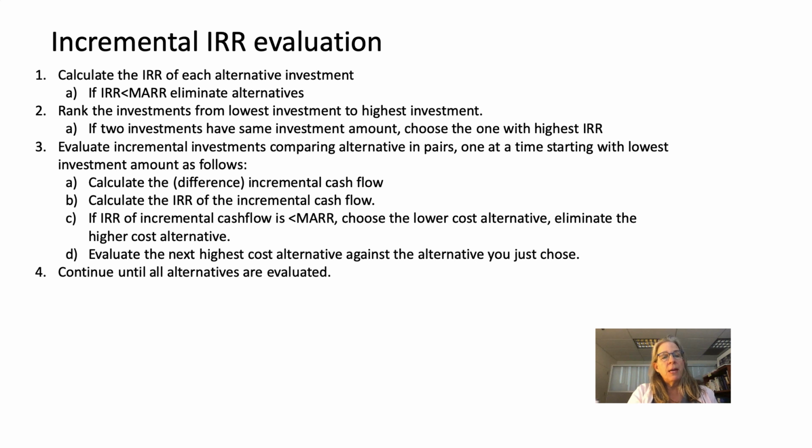And then you evaluate incremental investments, comparing alternatives in pairs, one at a time, starting with the lowest investment amount as follows. So you calculate the incremental cash flow, or the difference in cash flow between the two pairs that you're evaluating. Then you calculate the internal rate of return on that incremental cash flow. And if the internal rate of return of the incremental cash flows is less than the minimum attractive rate of return, then you choose the lowest cost alternative and you eliminate the higher cost alternative.